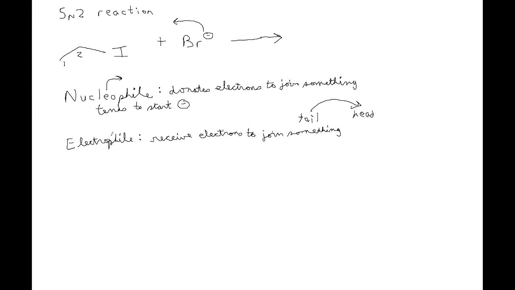You can tell that from the name because phile means lover, so this is an electron lover. Since it's an electron lover, it wants to receive electrons to join something. So will this tend to start with a positive or a negative charge? It would start with a positive charge, either a full positive, which is best, or a delta positive. And would an electrophile tend to go at the head or the tail of an electron pushing arrow? At the head, like so, because it wants to receive electrons.